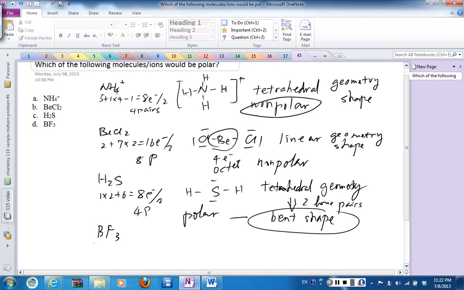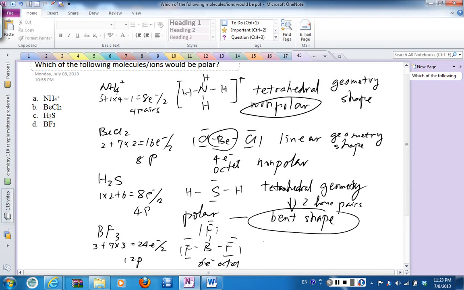Boron is group 3, fluorine group 7, 3 of them, 24 electrons, 12 pairs. Boron in the middle, fluorine on the side. Octets for fluorine, and that's 12 pairs. And boron, again, is one of our irregular octets. Boron only needs 6. And this would be good.